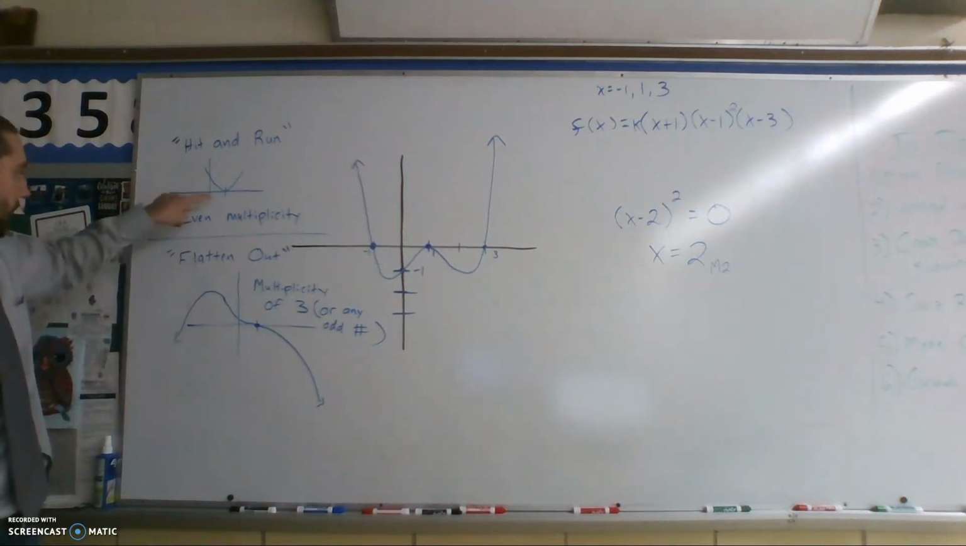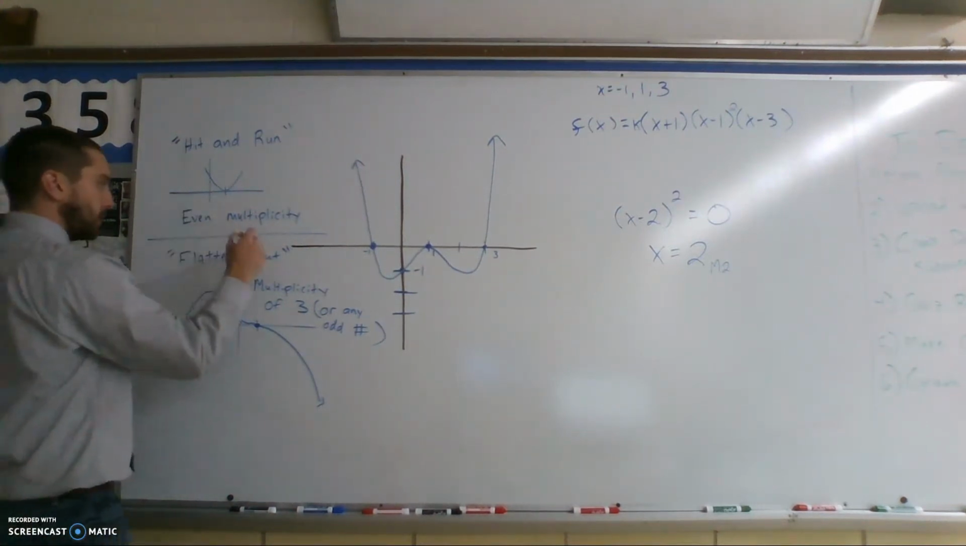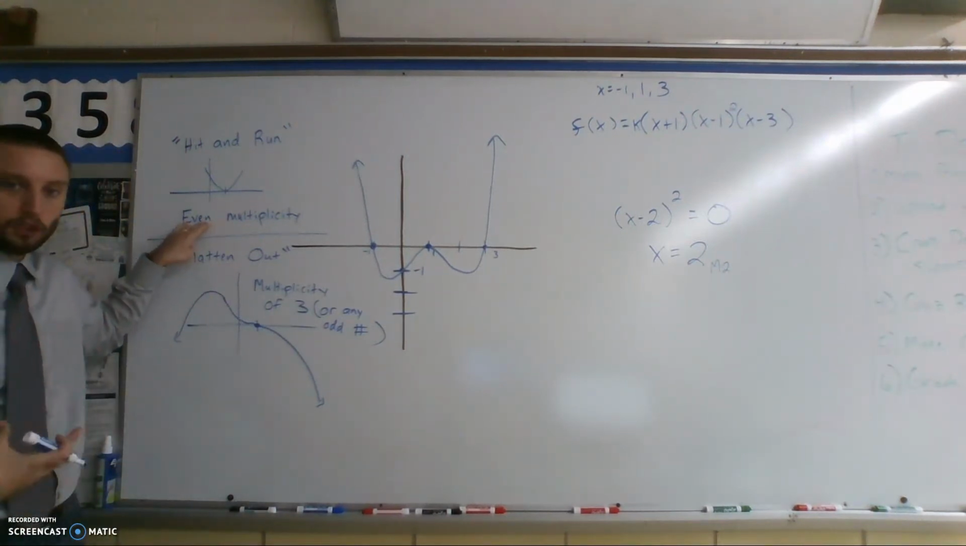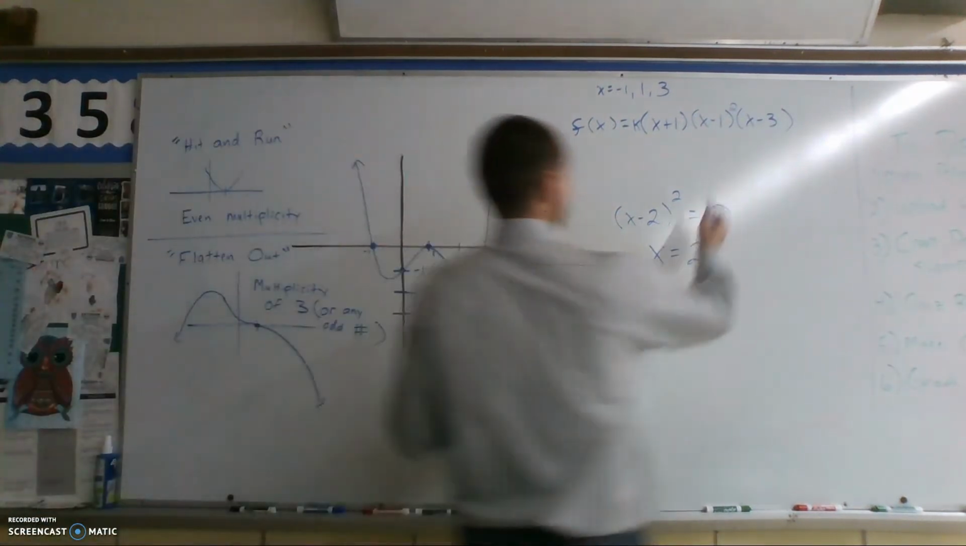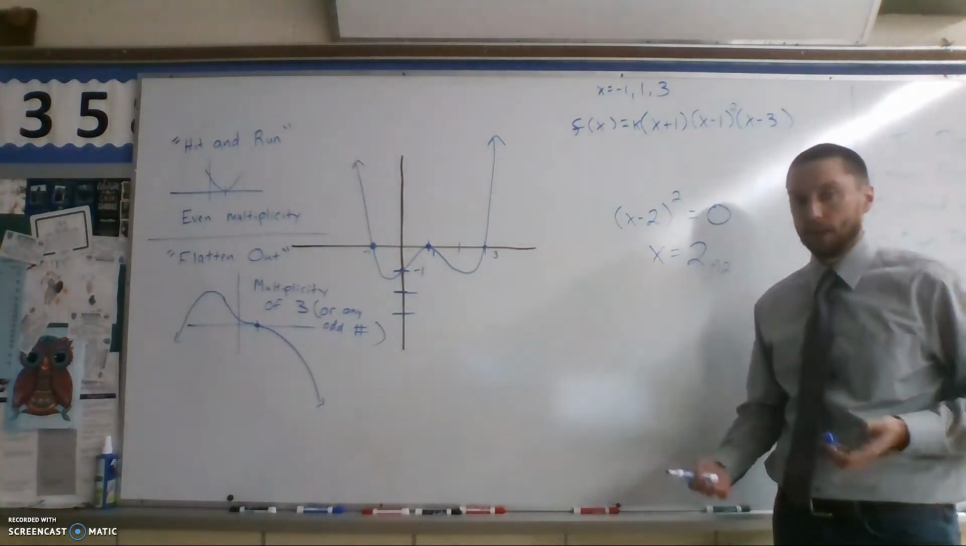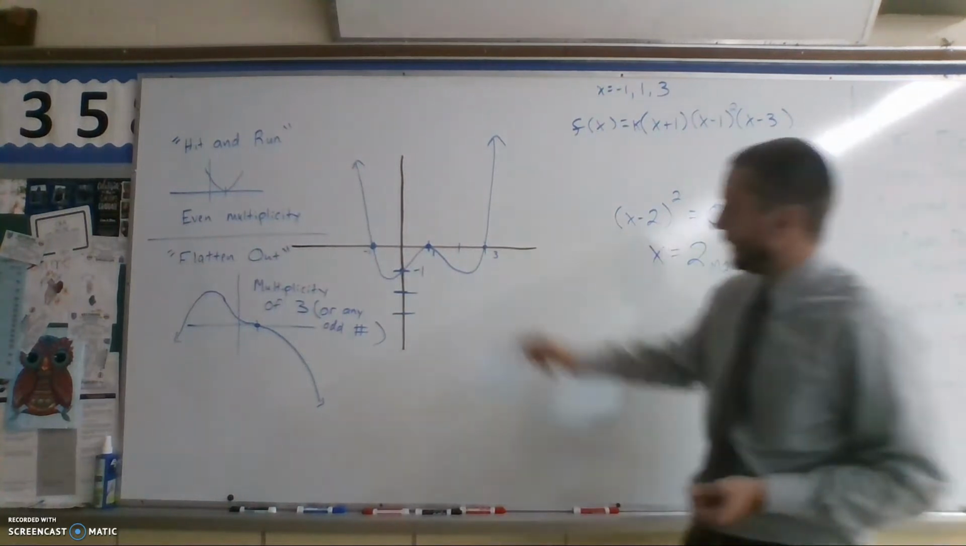Okay, so if it's a hit and run, this is an even multiplicity. For our sake, usually we're just going to go with a multiplicity of 2, but you could put a 4 up there, and that would be fine. It could be to the 4th power. Kind of depends on the function there.